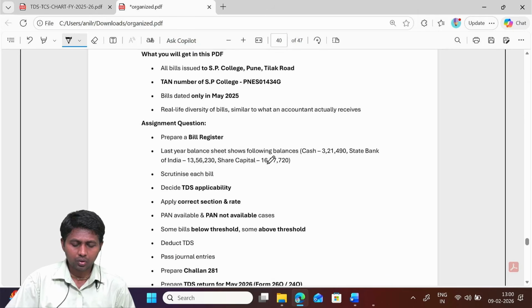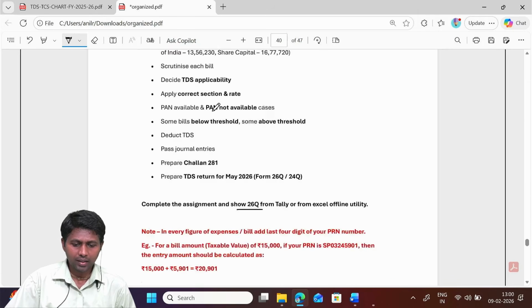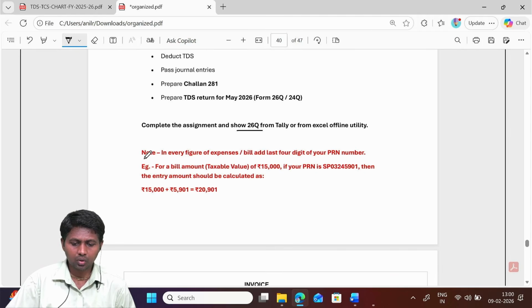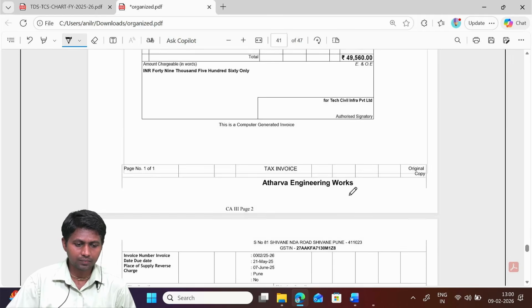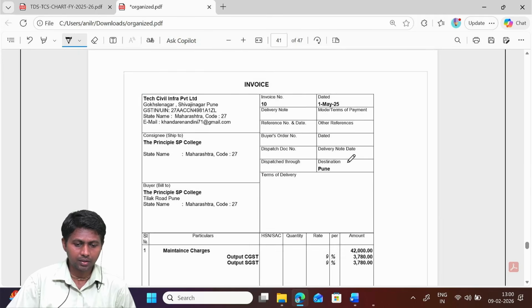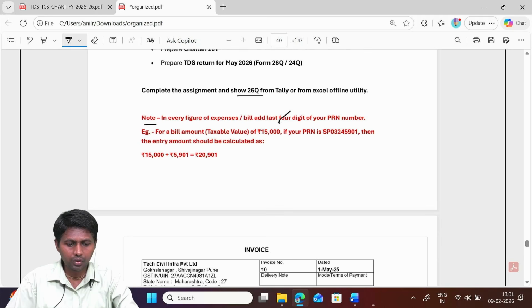Why are they saying bill register? Because of this note they have said here. They said bill register because here you will get the static bills, the fixed amount bills. But in the note I said to add the last 3 digits. Here I have written 4, but don't add 4 digits, add 3 digits, the last 3 digits of PRN in the taxable value of the bill.